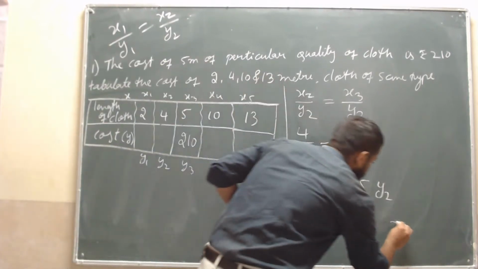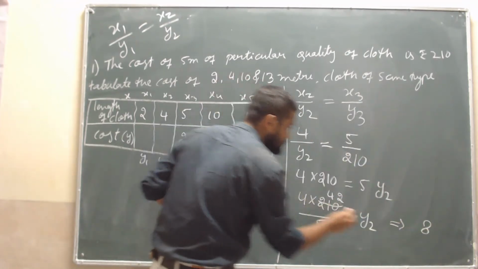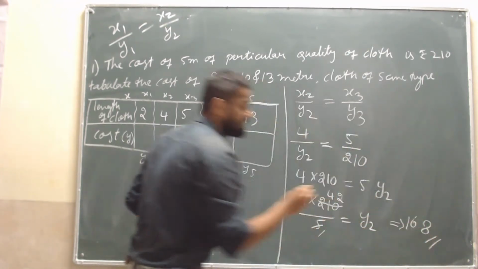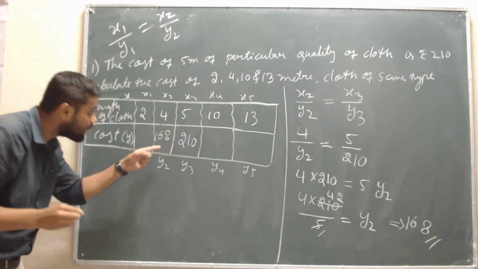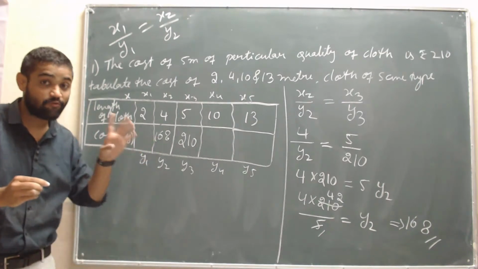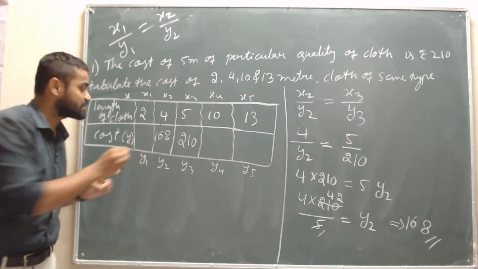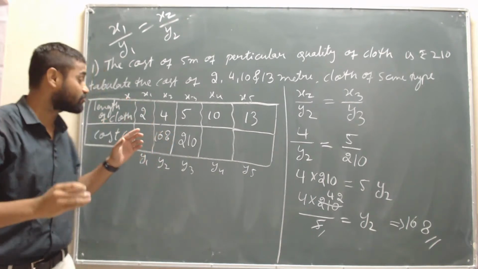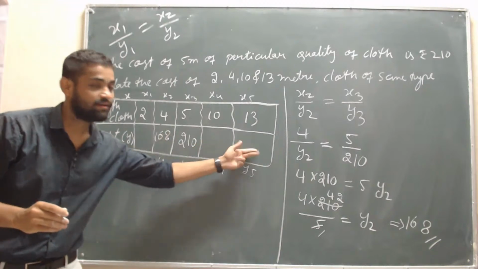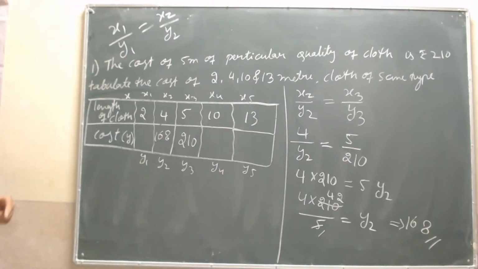Two fours are 8, and 4 fours are 16, so 168. What is it? 168. The value of y2 is 168. For 4 meters of cloth, we have to pay 168 rupees. Is it clear to you? Yes. Like this, we have to find the values. Move to the next step.